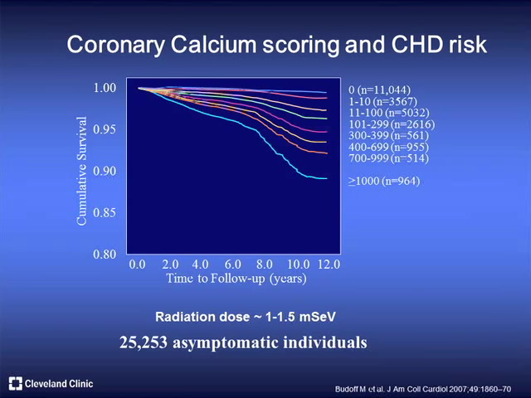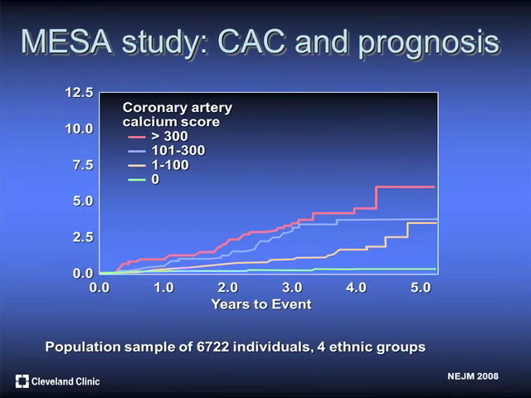A much larger observational study of 25,000 patients again showed that if your calcium score is 0, your long-term outcomes are good, up to 12 years of follow-up. Compare that to a calcium score greater than 1,000, and you have problems. And there is a very nice gradation in between.